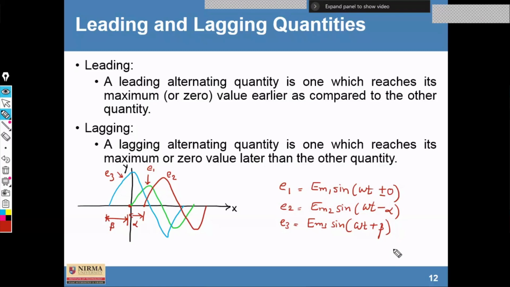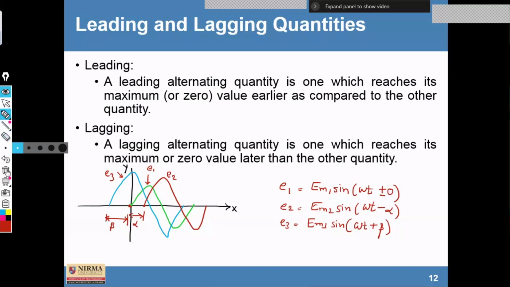So here we can say E3 quantity leads by an angle beta with respect to E1, or E3 leads E1 by an angle beta. Similarly, we can write an expression between E1 and E2. So E2 lags behind by an angle alpha with respect to E1. Or we can say E2 lags behind E1 by an angle alpha.